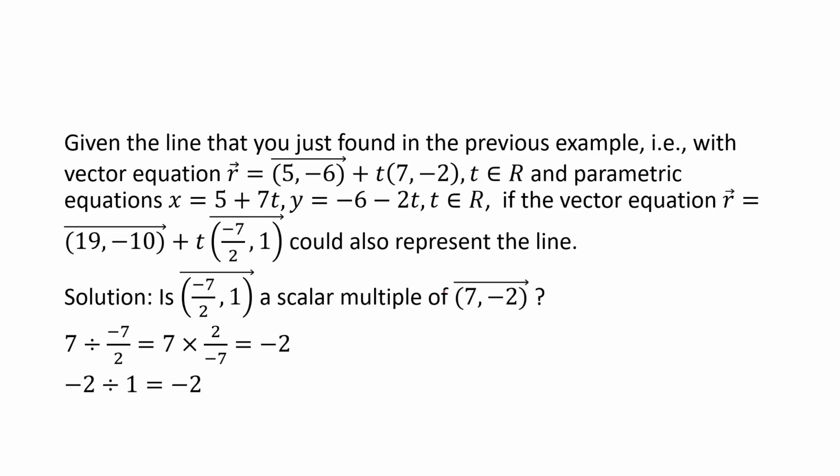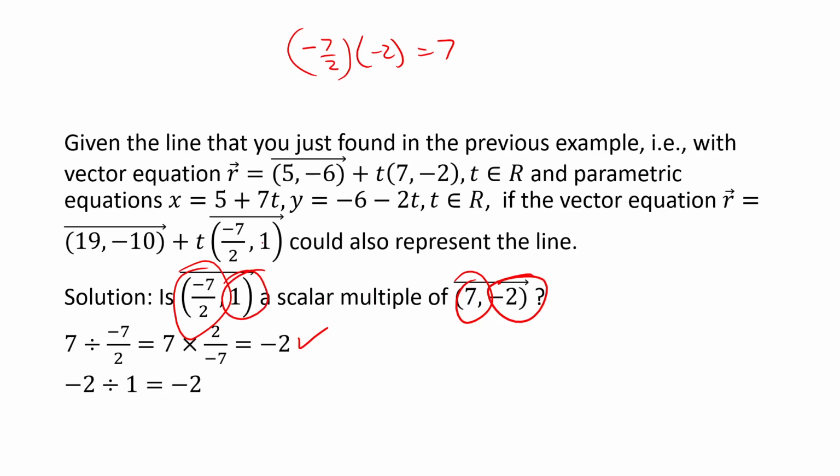If we take 7 and divide by -7/2, we get -2. Another way of saying that is -7/2 times -2 equals 7. And if we take the y coordinate, that second y component, -2, and divide it by 1, we get -2. It's the same number. That's another way of saying 1 times -2 is equal to -2.